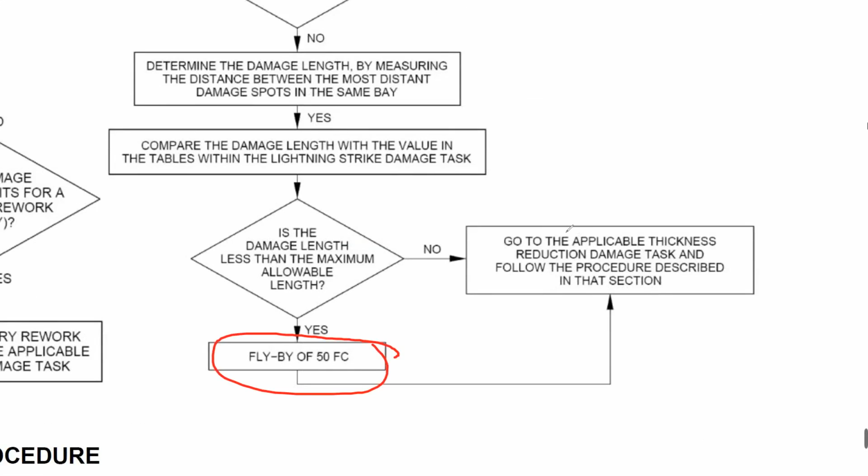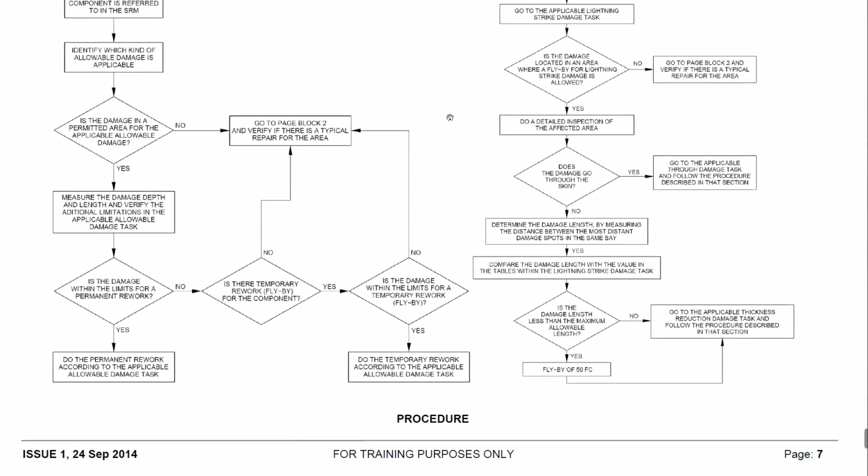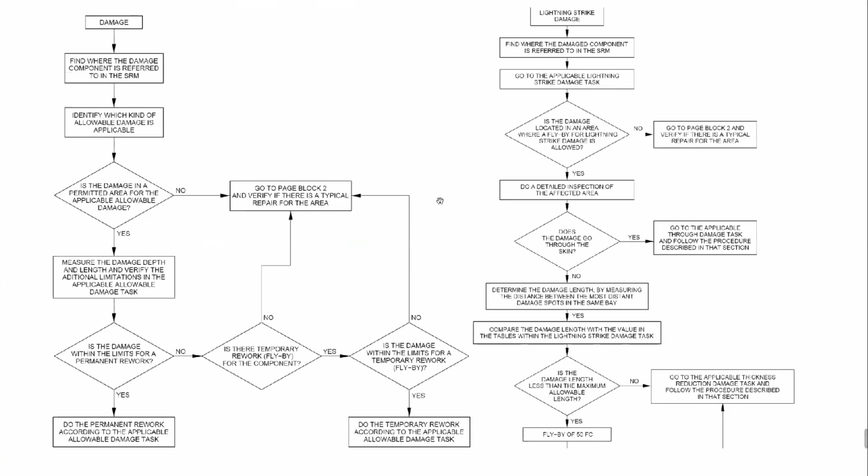If no, we have to check the applicable thickness reduction damage task and follow the procedure which is in the section. In that case, you're going to need NDT specialists, non-destructive testing, to help you find the thickness of the skin or the structural component in that area. And here is where you can use SRM part 1 to check where you have the different components and their dimensions.